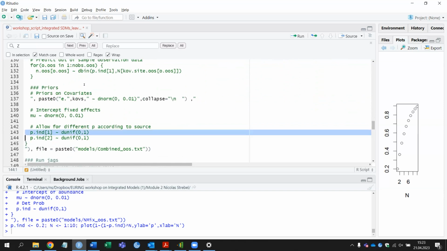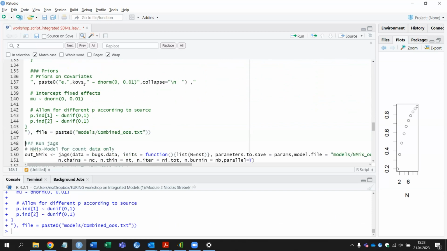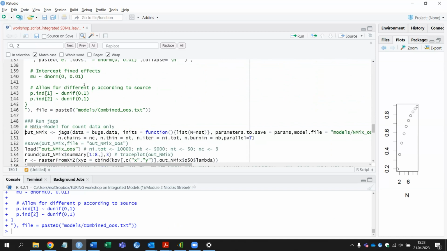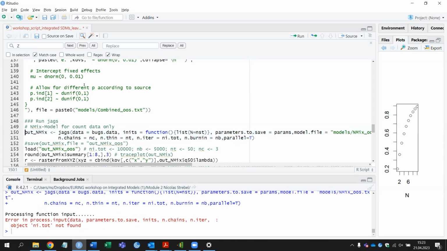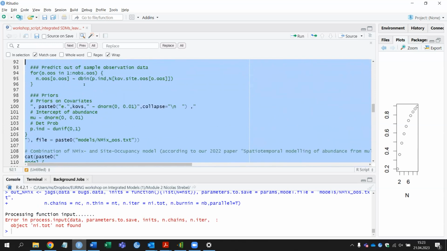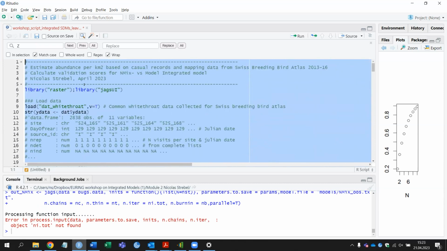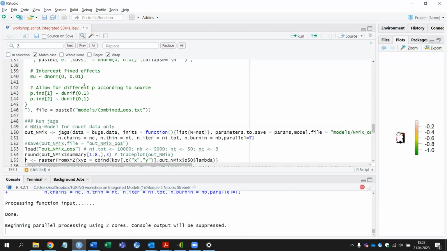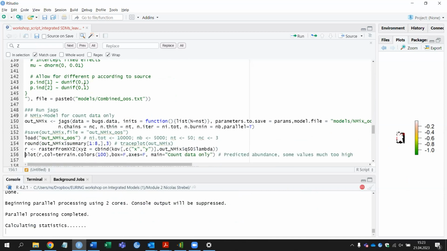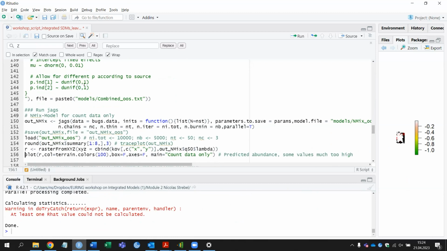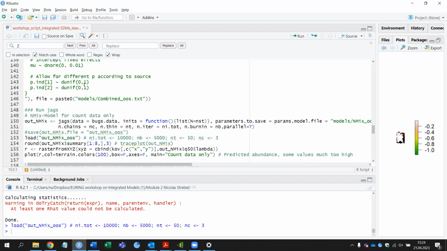Again, priors. Now we give priors for both the different types of detection probability for the two different sources. Save that, and then I can run the model in JAX. Like that, it doesn't take that long. I load the data from a longer run. And this is now just the N-mix model based on the counts.